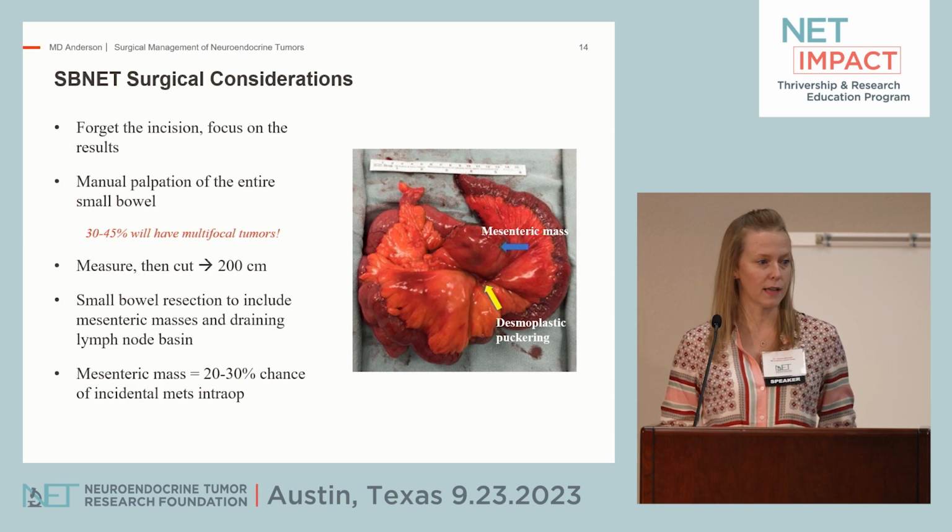30 to 45% of patients with small bowel neuroendocrine tumors are going to have multiple tumors hiding out in their small bowel. We might be able to identify one of them on the preoperative imaging based on the location of that knot of lymph nodes that we saw in some of those earlier scans, but we are not going to be able to palpate or see the rest of those tiny little tumors on the scans. They're the size of the tip of my pinky or smaller. They can't be appreciated when we do things robotically or laparoscopically. They have to be felt with your fingers.